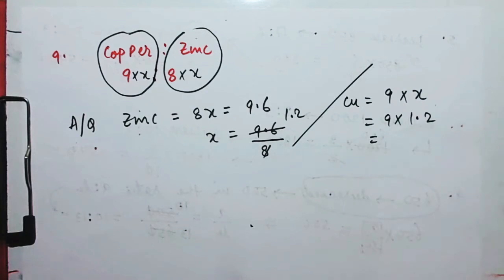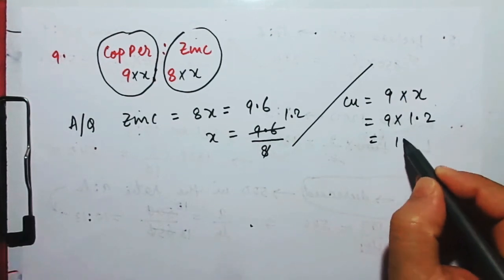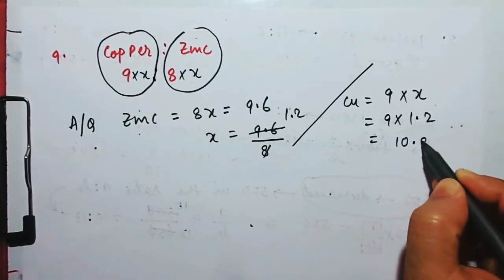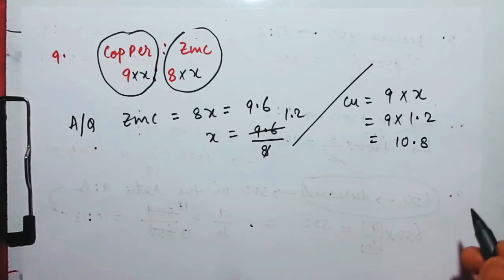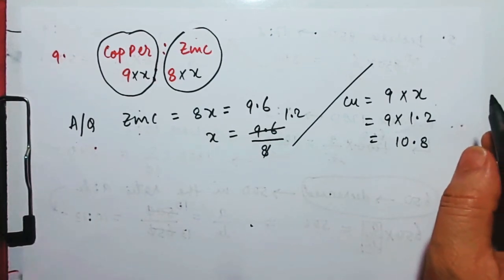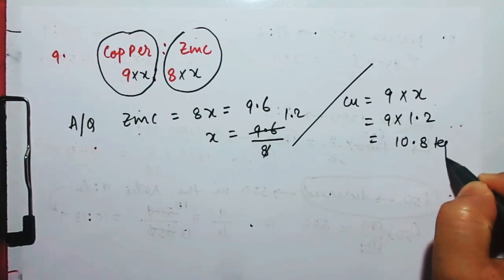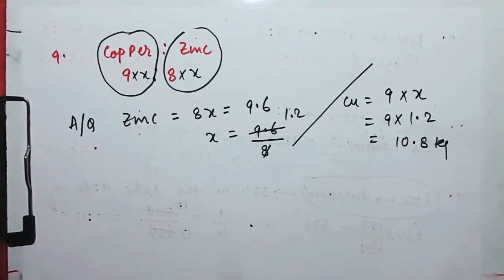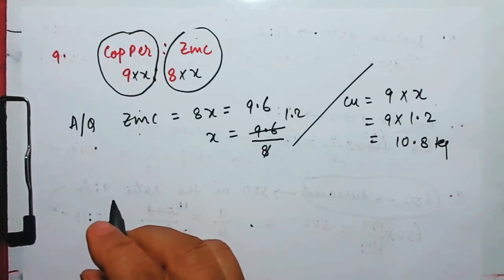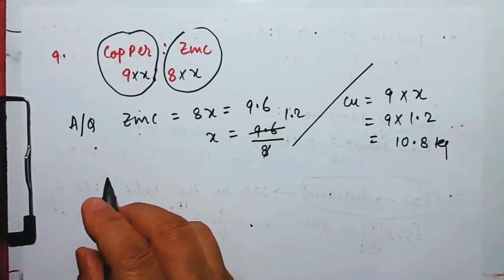9 times 1.2 means how much? 9 times 1.2 is equal to 10.8. Yes, 10.8. 10.8 what? They have not given you. Yes, they have given you in kg. So the value should be in kg only. Okay, come on. Moving on to how much?